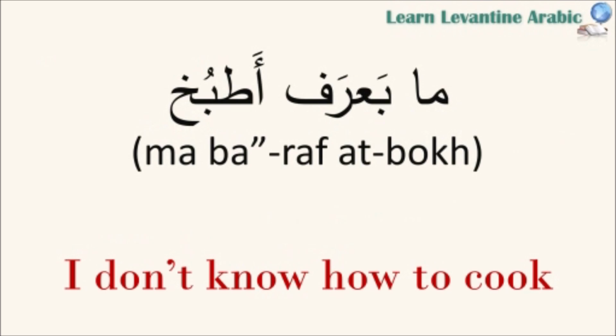For example, ما بعرف أطبخ. I don't know how to cook. ما is used to negate the verb. بعرف, I know. ما بعرف, I don't know. أطبخ, I cook. ما بعرف أطبخ, I don't know how to cook.